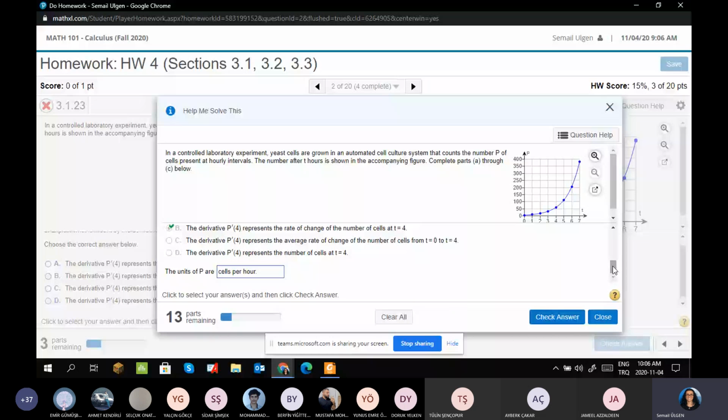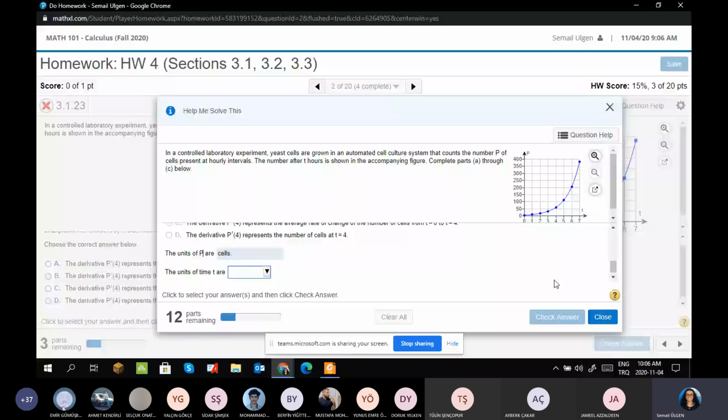There's a problem in here. Okay, the units of P. P is, of course, see, we didn't read the question carefully. I thought this is the derivative. No, they are talking about the units of P. So it's not cells per hour, it's cells. I'm so sorry about that. It's my bad. Okay, yeah. I thought they're asking about the derivative.